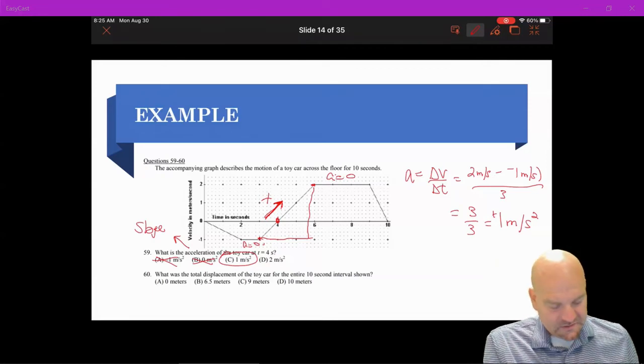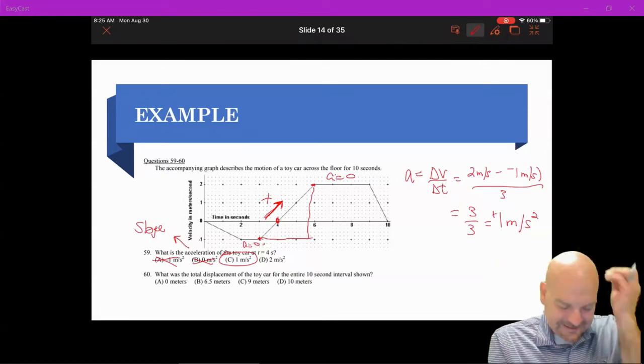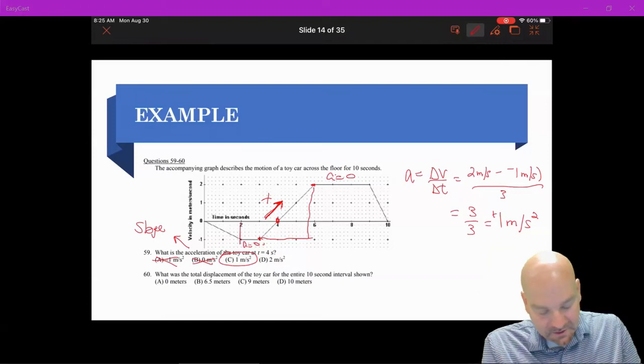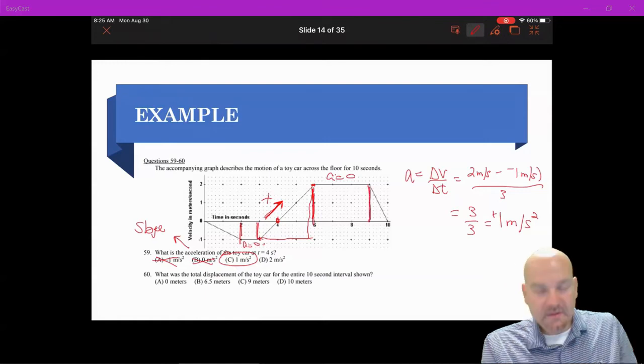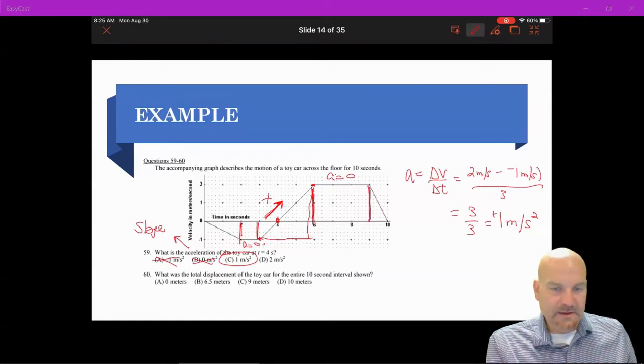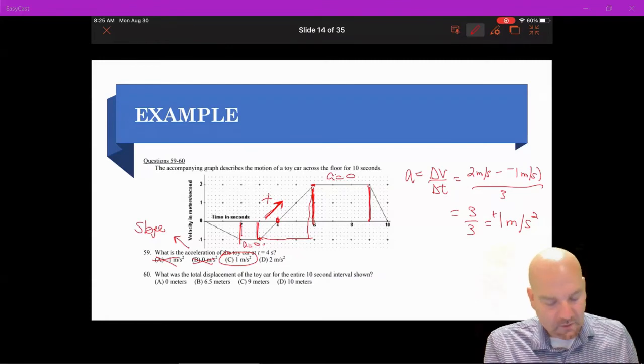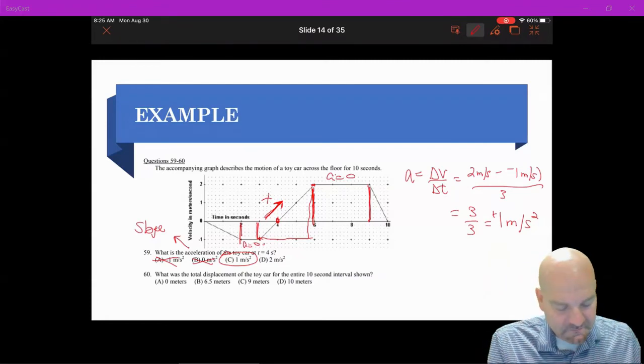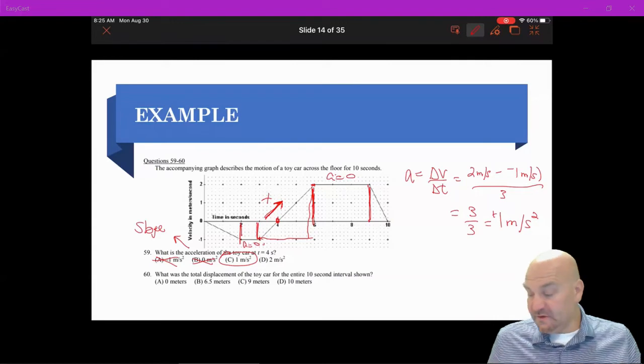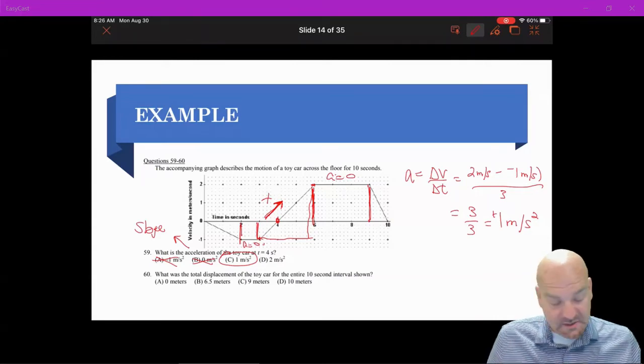Okay, now this is asking us, what is the total displacement of the car for the entire 10-second interval shown? So I'm going to break this up into pieces, and I'm going to find the areas for all those pieces. And I'm going to do it kind of quick. So this is going to be 1/2 base times height. So you do have to take into account the negative sign, okay, because we're looking at displacement.